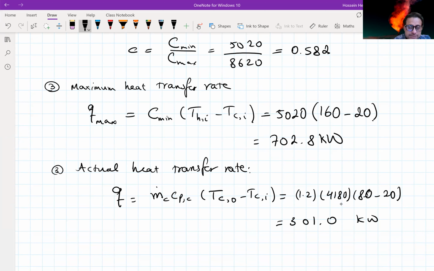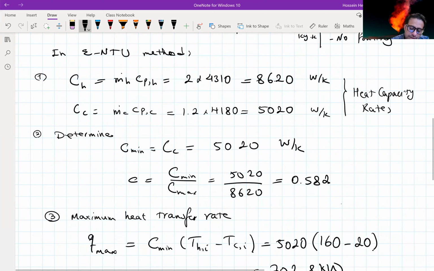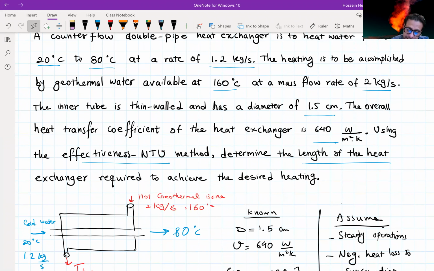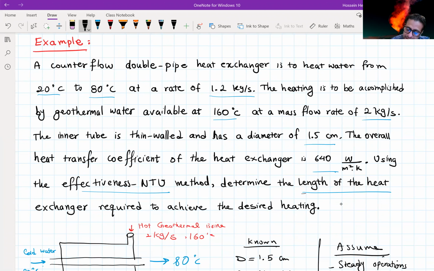So it depends on the problem. Either we don't know the effectiveness or we don't know the outlet temperature, and we know other things, like the surface area. Then we can define NTU, and from there we find epsilon. I will go through another example. But for this case, what we don't know is the area that is needed, and that's what we have been asked to determine.